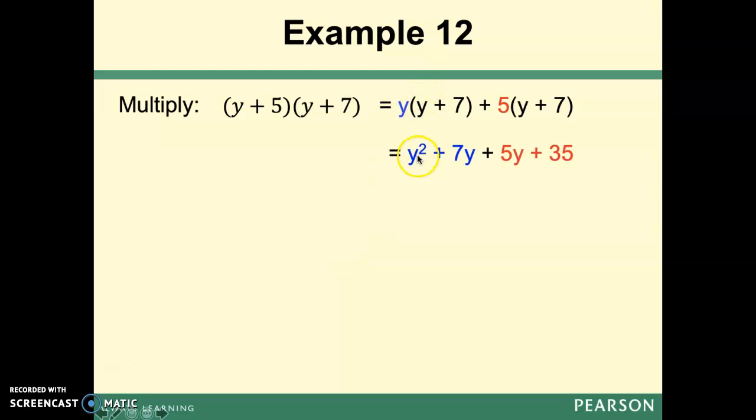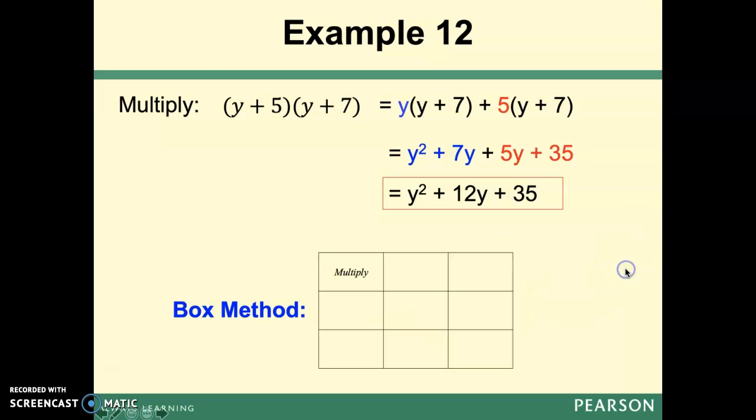Y times y is y squared. Y times positive 7 is positive 7y. A positive 5 times y is a positive 5y. And a positive 5 times a positive 7 is positive 35. Okay, do you see how we distributed twice? Yeah. Now we can combine like terms. The only like terms are 7y plus 5y. That gives me 12y. So it's y squared plus 12y plus 35. All right. A little more involved.